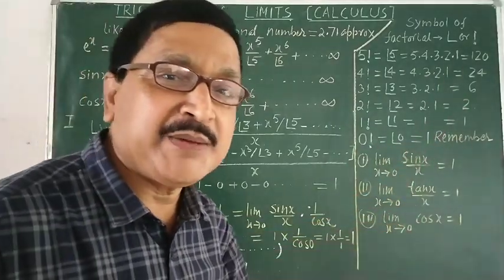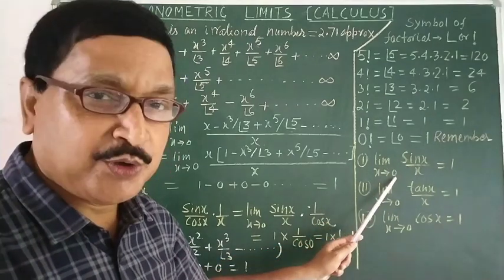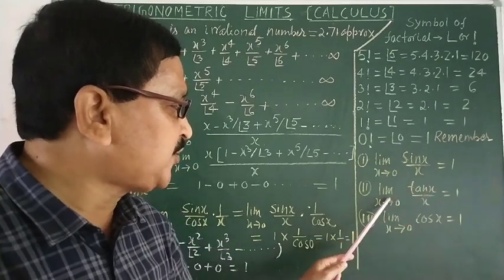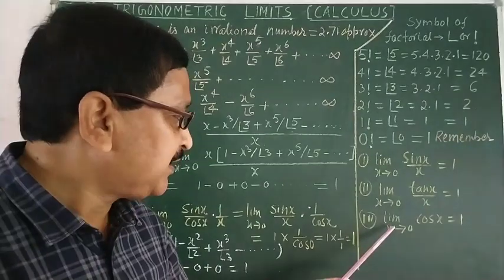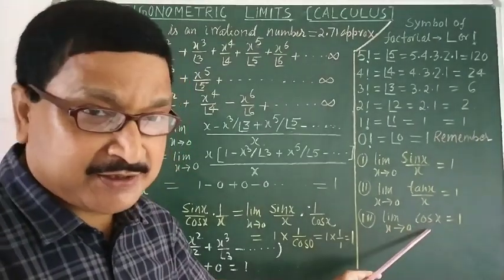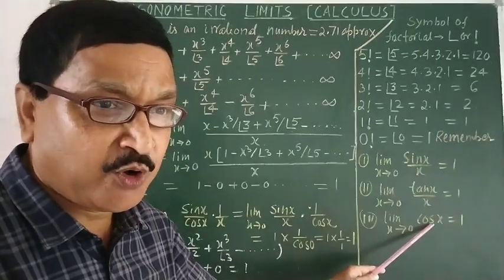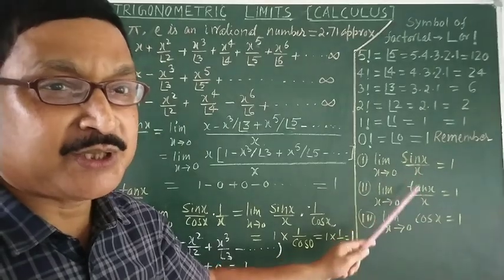Now the trigonometric limit starts with these 3 formulas. Limit of x tending to 0, sin x by x is equal to 1. Limit of x tending to 0, tan x by x is also 1. And limit of cos x, where x is not necessary in the denominator in the case of cos x, is also 1. I am going to give the proof of the 3 limits one by one.